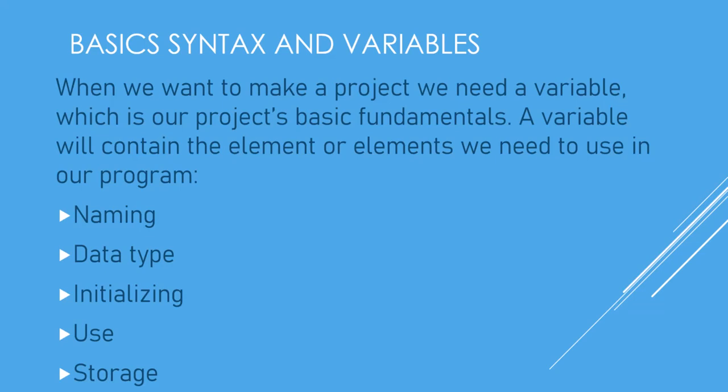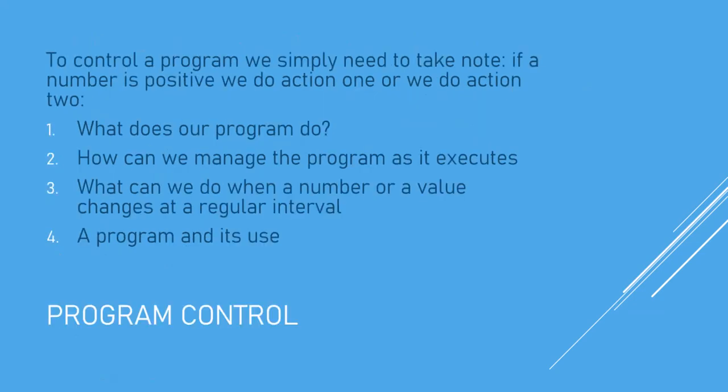At the same time, we then also need to know how we can control our program, whereby we might have a question. Let's say we've got our variable, we've created our variable. We now need to know where that variable leads us. So for example, if a number is positive, we do action 1, or if it's not positive, we do action 2. What should our program do? How can we manage a program as it executes? What can we do when a number or a value changes at a regular interval? A program and its use.